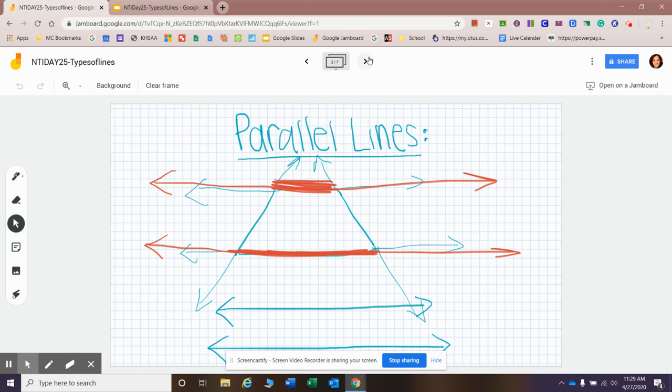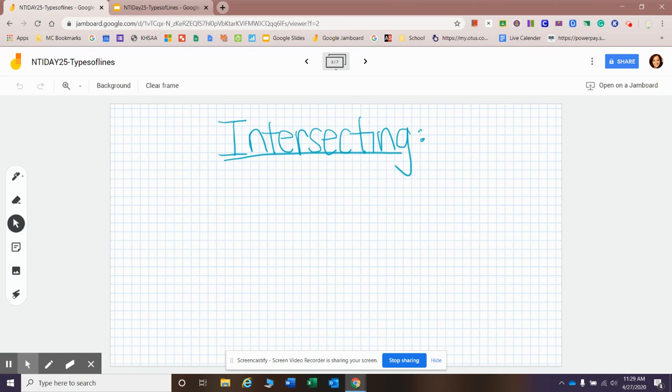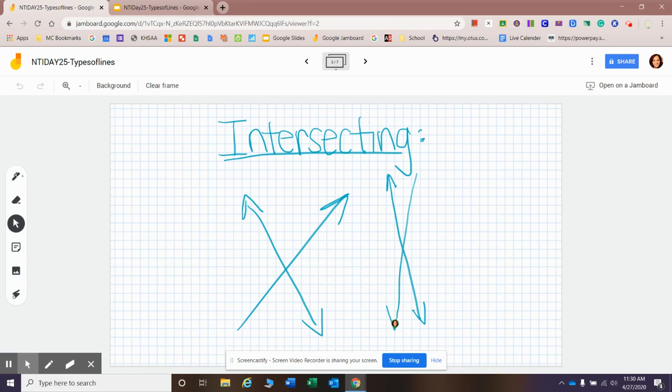It's called intersecting lines. Intersecting lines do just that. They intersect. Okay, so they're like this. Or like this. They create a V. See that V?